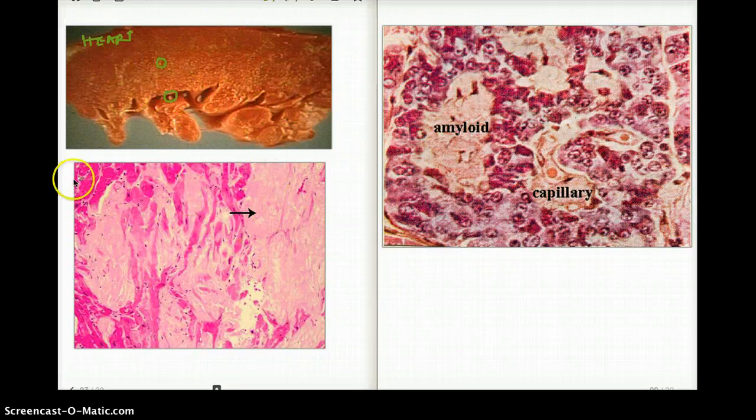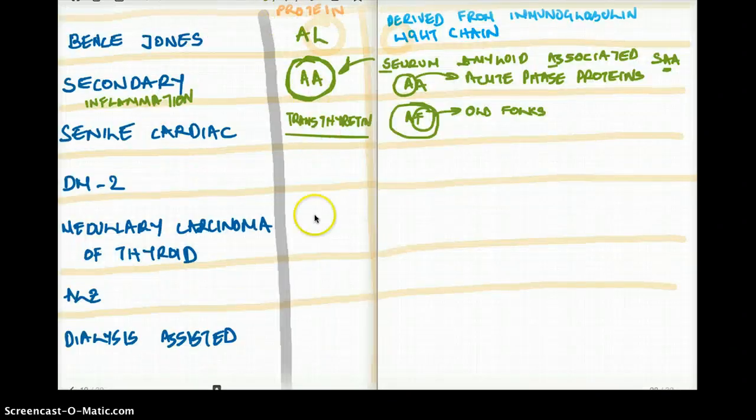This is a gross specimen. This is a histologic specimen of cardiac tissue, and this really white region in the middle of the nice pink cardiac tissue would be our transthyretin, which is the deposition of the amyloid on the cardiac tissue in old people. The next one I want to talk about is diabetes mellitus.